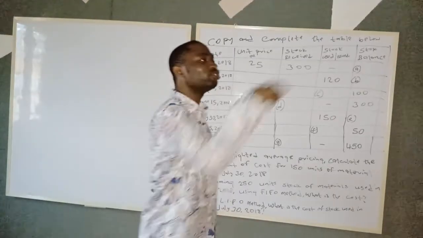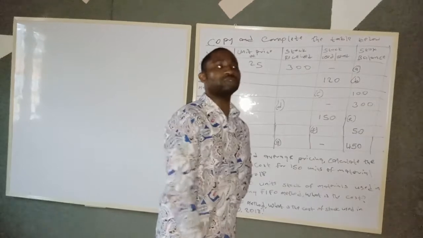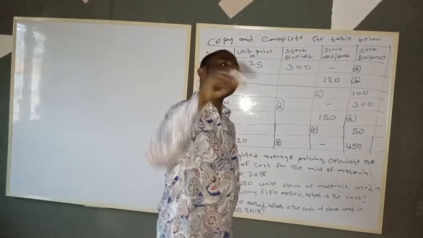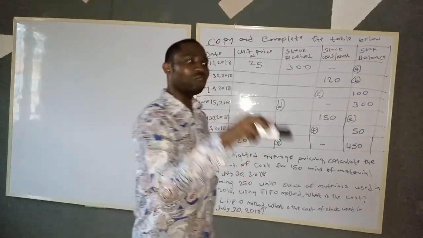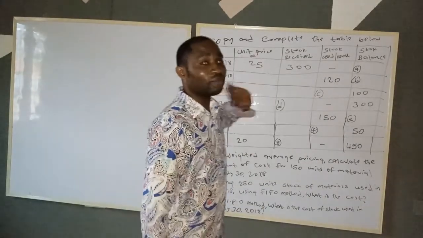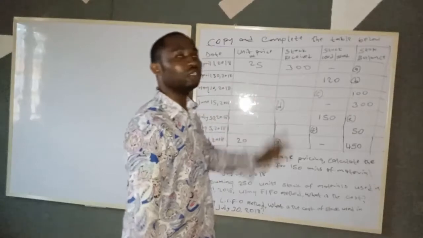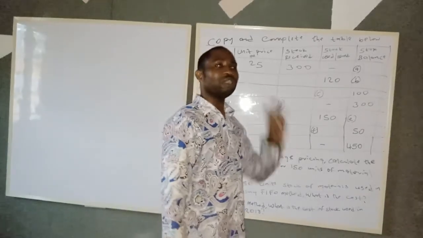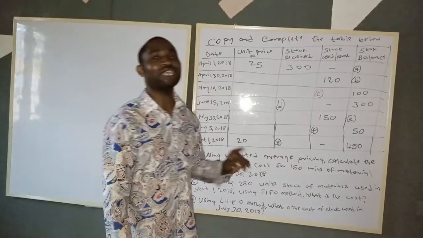Now, out of that 200, they issued 150 to the production line. What is the cost they are going to allocate to that 150? That is what brings about the material costing system. We have three different methods. We have LIFO, FIFO, and weighted average.